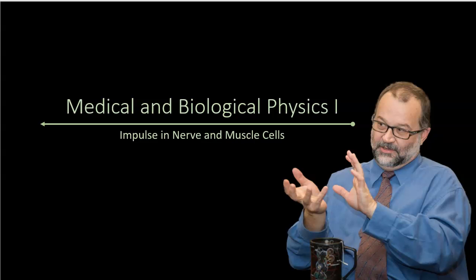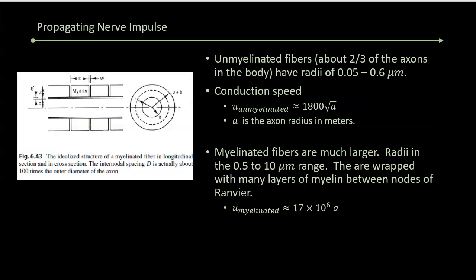All right, our last segment, we're going to talk about myelin and myelinated nerves. So unmyelinated fibers have radii around 0.05 to 0.6 microns, and conduction speed goes approximately as 1800 times the square root of the radius, and about 2/3 of all axons are unmyelinated. A is the axon radius, and this is myelinated here, by the way.